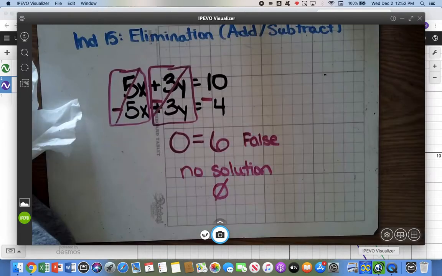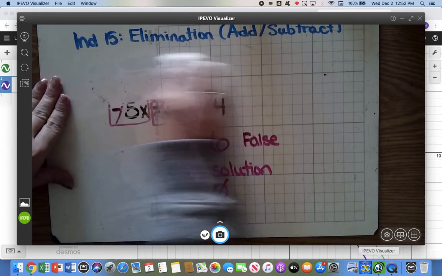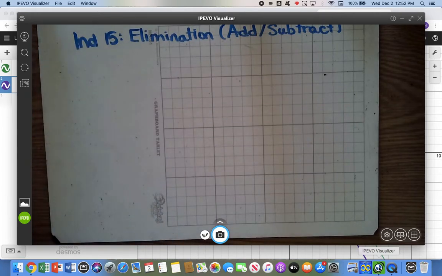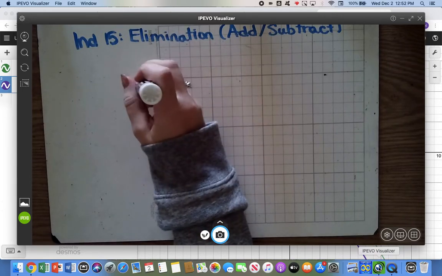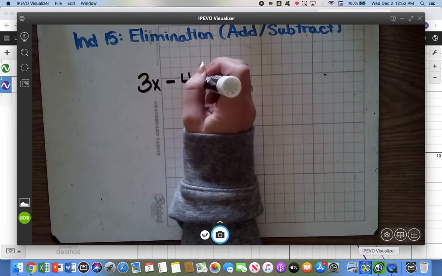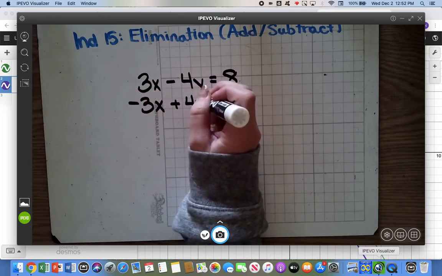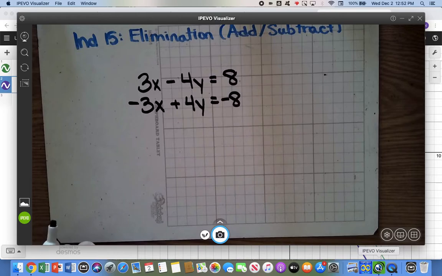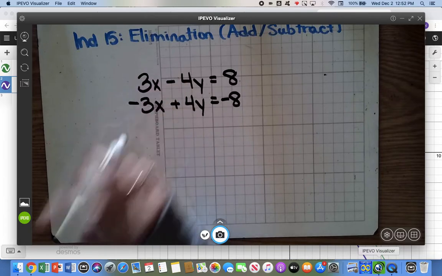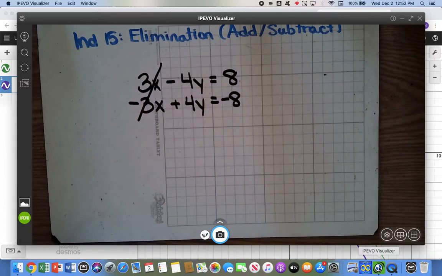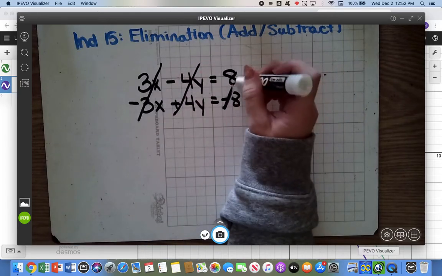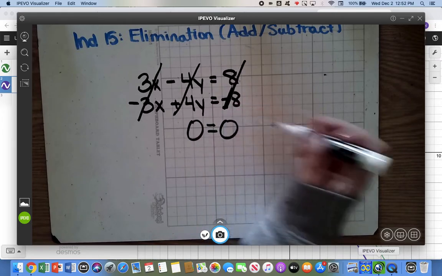All right, and last but not least, if I have something like this. All right, very rarely do you have something like this, but look at what happens. A positive 3 and a negative 3 becomes 0. A positive 4 and a negative 4 becomes 0. A positive 8 and a negative 8 becomes 0. Now, we have nothing on either side.